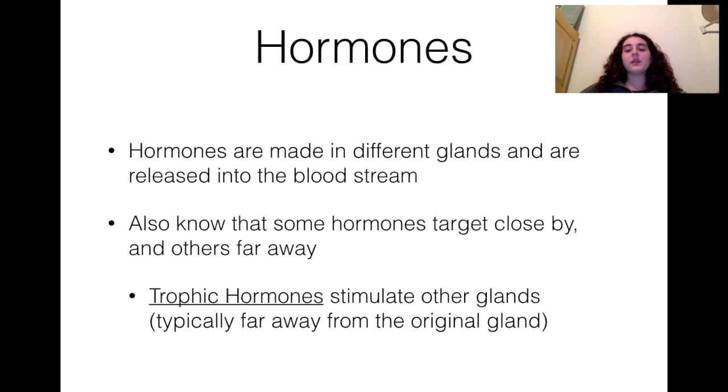Hormones are made in different glands and are released into the bloodstream. Also know that some hormones target close by and others far away. Trophic hormones stimulate other glands, typically far away from the original gland.